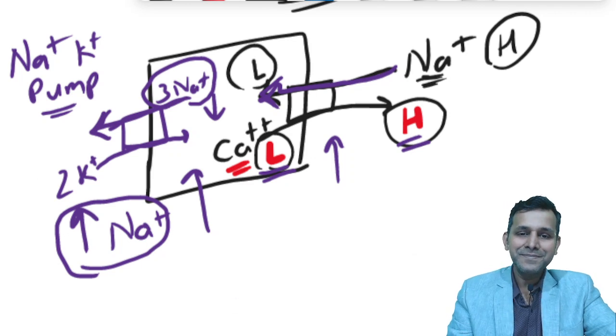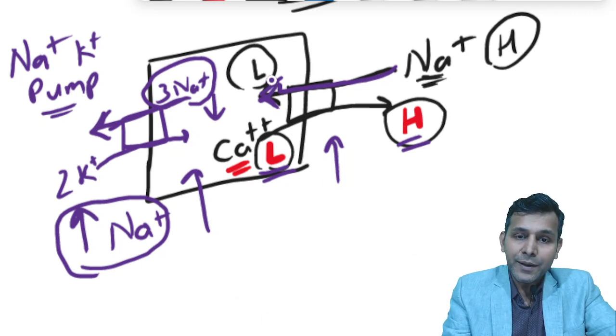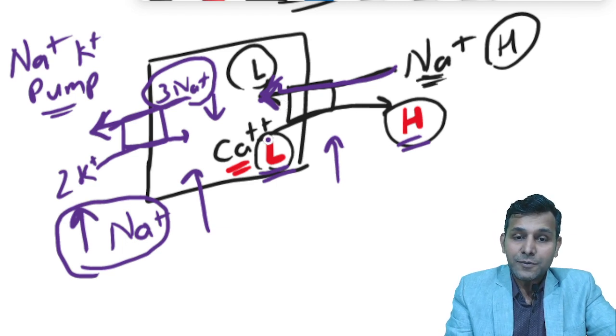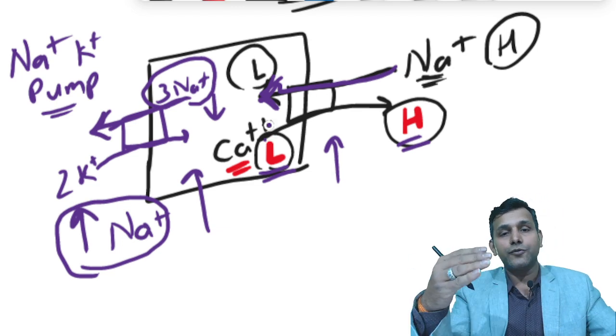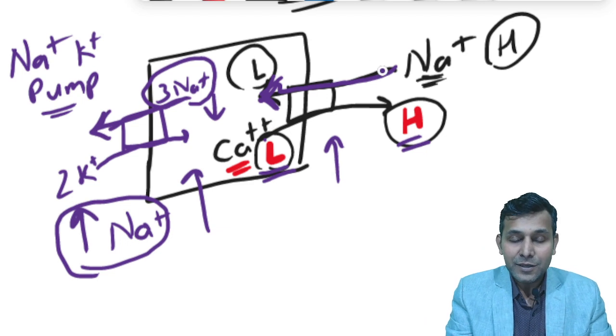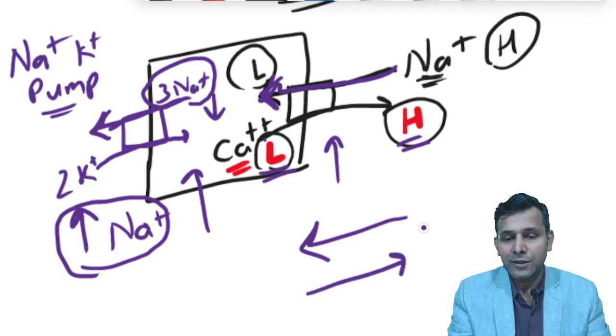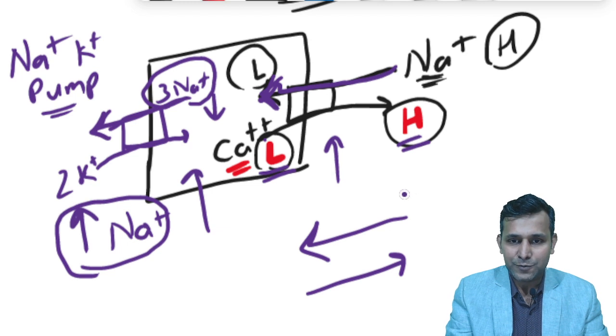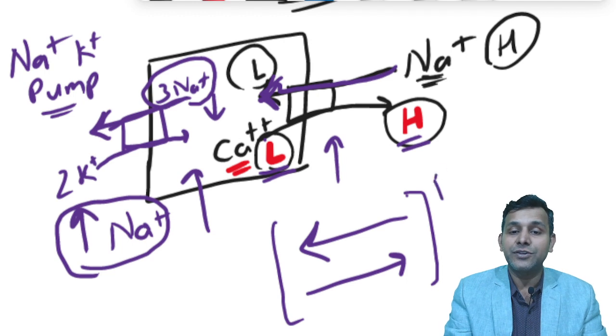If this sodium movement is coupled to a substance which is moving in the opposite direction of sodium, like in this case sodium is moving in this direction and calcium is moving in the opposite direction, such type of movement is called an exchanger or counter transport. Such type of movement is called an exchanger.